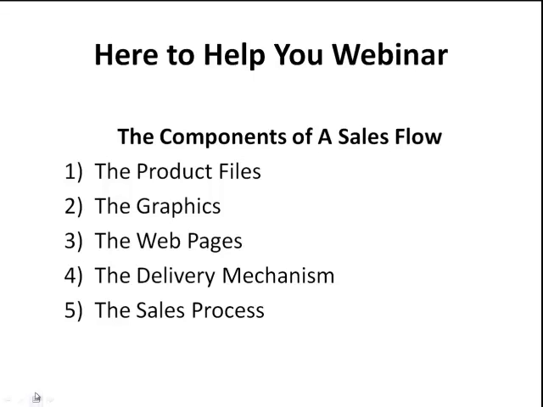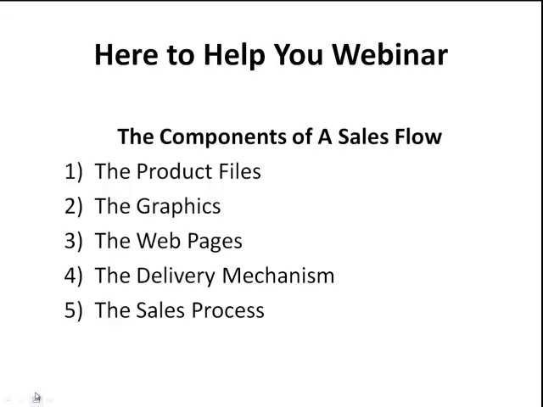The second part is the actual graphics that are used throughout your sales process and your web pages, and then you have the actual web pages themselves. And there could be several of these. The most common are the actual sales page and then a download page. Those are the two pages you absolutely have to have in selling a product online. And then the fourth part is the actual delivery mechanism. And this is where most people go wrong and make mistakes, in the delivery process, figuring out how to get that to work right.